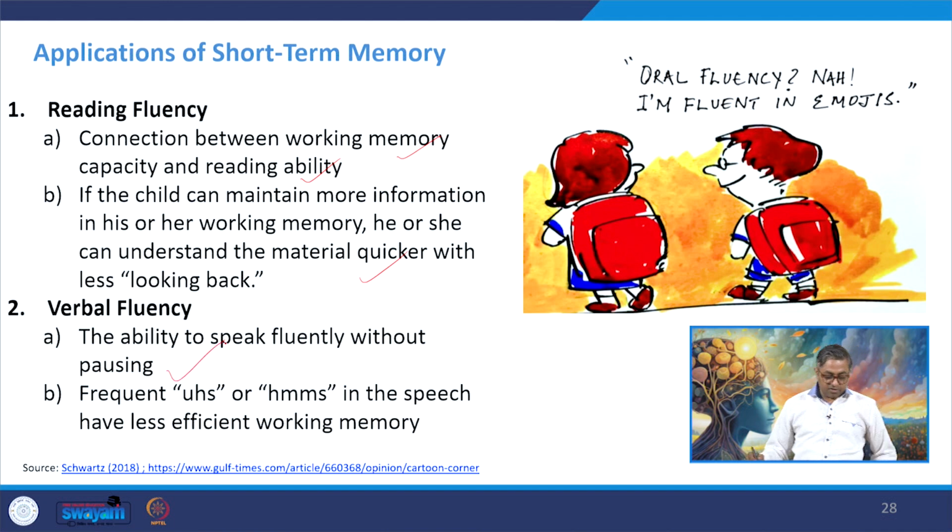Similarly, verbal fluency is the ability to speak fluently without pauses. Now in my lecture you might have seen several pauses. The pauses reflect two things. First, the capacity of the working memory, and then the integration of the two pieces of information together. These pauses can be improved when an individual enhances his or her working memory capacity. Second, the integration of the information, how quickly it is happening. Now this can be enhanced with a lot of practice.